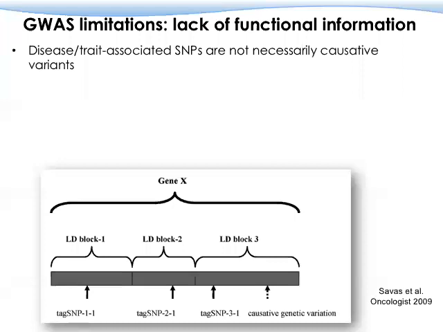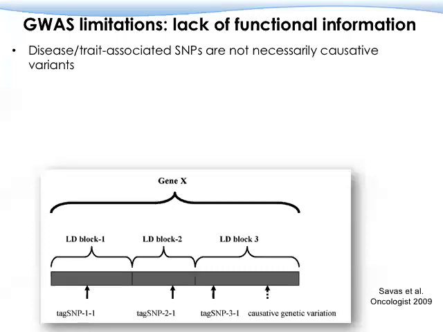The GWAS study comes with a lot of limitations. Okay, so the major limitation that people are talking about is lack of functional information. All right. So, which means disease trait associated SNPs are not necessarily causative variants. What that means is if a genetic variant is associated with that disease, it's good as a marker, but that doesn't mean that SNP is causing that particular disease. So that is the general idea.